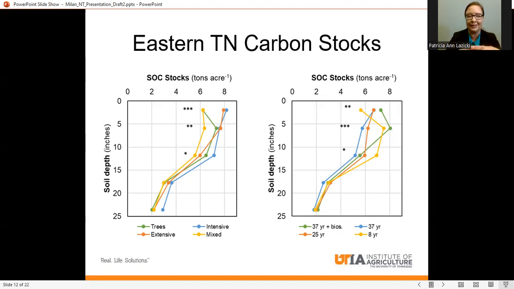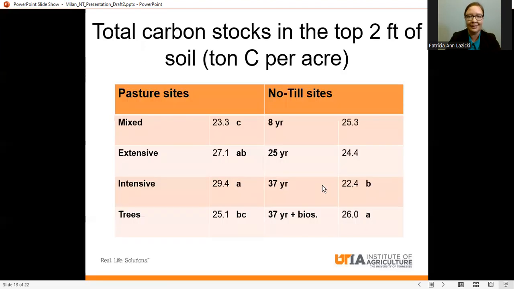And that could be because when it had that intensive tillage, some of that carbon that was on the top got buried down in the bottom. And you can see it has higher stocks down to 1 foot. And then they kind of even out in the subsoil. And this 37 year no-till site always, even though it's not significant below a foot, always tends to have the lowest stocks.